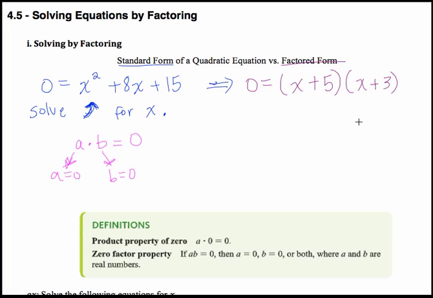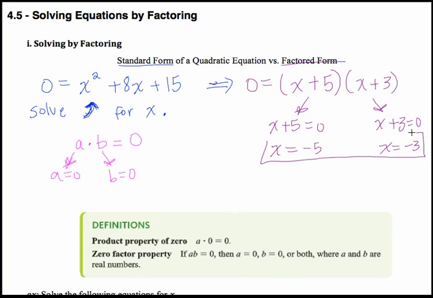If this first factor, x plus 5, is equal to 0, or if the second factor, x plus 3, is equal to 0, if either of those things is true, then their product is also going to equal 0. And this leads us to two simple linear equations that are very easy to solve. Those are actually the two solutions to this equation. And it's very easy to check. We just plug them into the original equation.